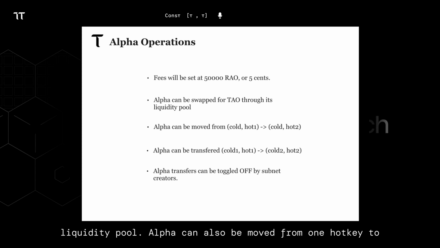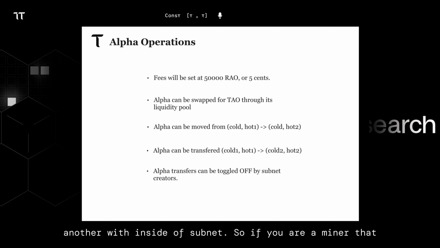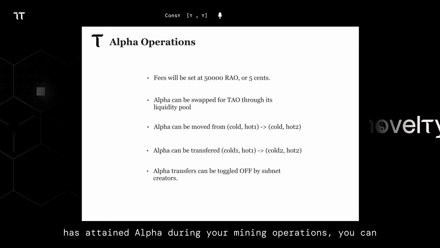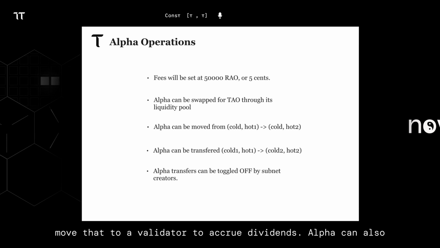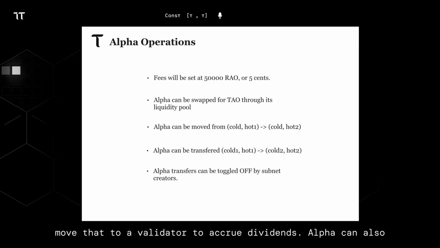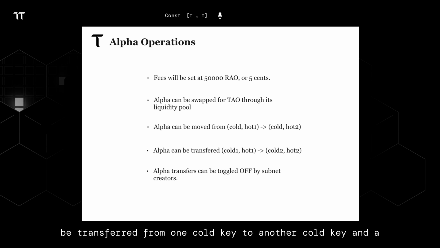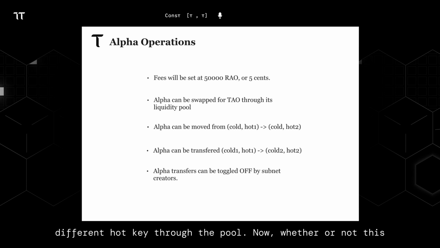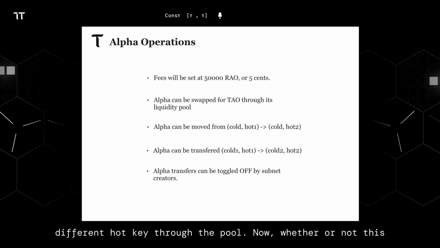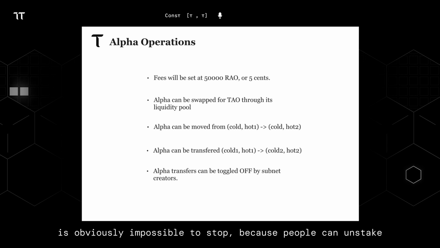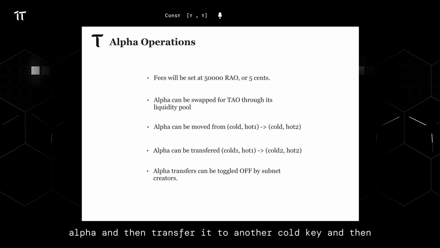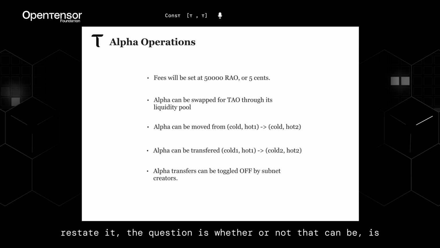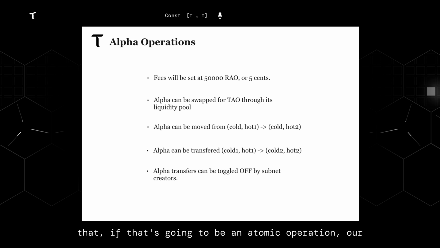Alpha can also be moved from one hotkey to another inside of a subnet. So if you are a miner that has attained alpha during your mining operations, you can move that to a validator to accrue dividends. Alpha can also be transferred from one coldkey to another coldkey and a different hotkey through the pool. Now, whether or not this is obviously impossible to stop, because people can unstake alpha and then transfer it to another coldkey and then restake it. The question is whether or not that's going to be an atomic operation.